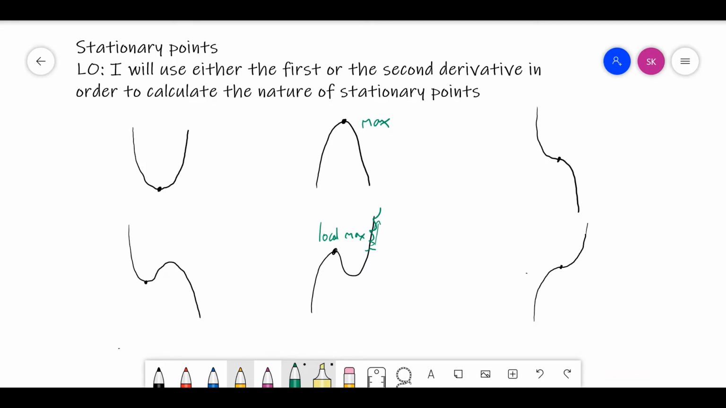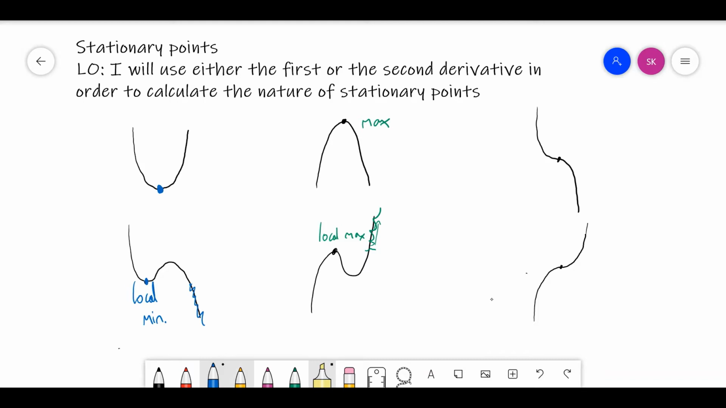Similarly, this is a local minimum point, and this is a minimum point. This is local because there are actually points below this point that are smaller, but compared to the points around it on the graph, this is the lowest, this is the local minimum. This one, however, is just the minimum point on the graph.